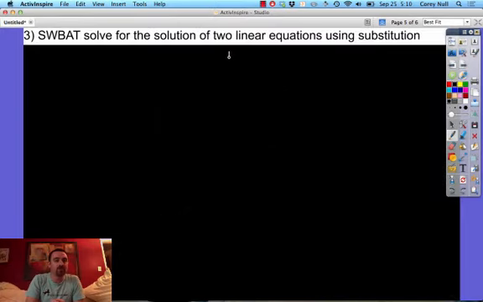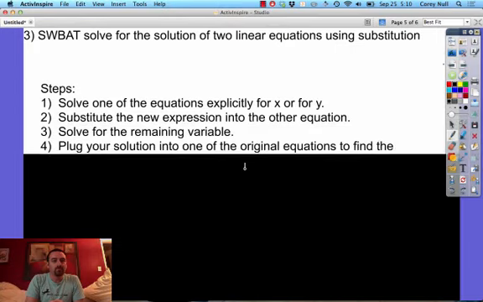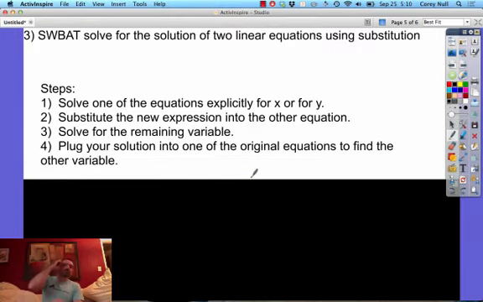Good. Let's look at substitution. Now I did elimination first for a particular reason. I'll explain it in a moment. For my steps, the first one is to solve one of the equations explicitly for x or for y. Step 2. Substitute the new expression into the other equation. Step 3 is to solve for the remaining variable. And step 4 is to plug your solution into one of the original equations to find the other variable. Notice that the last two here are virtually identical to the steps that we did for elimination. It's only the first two steps that differ.